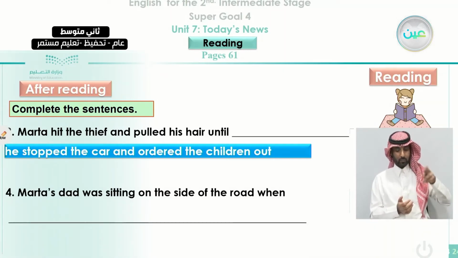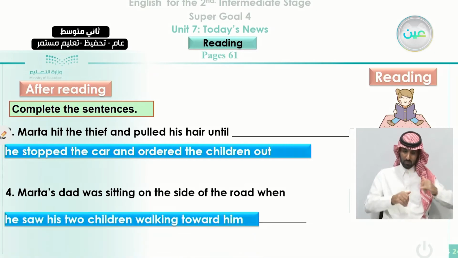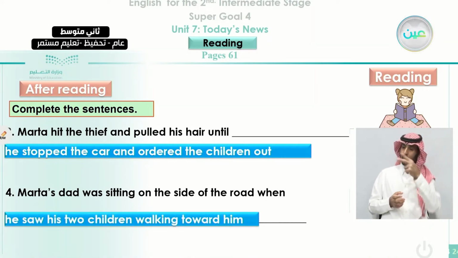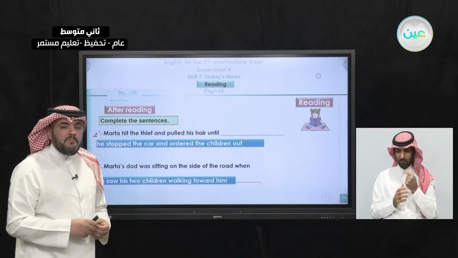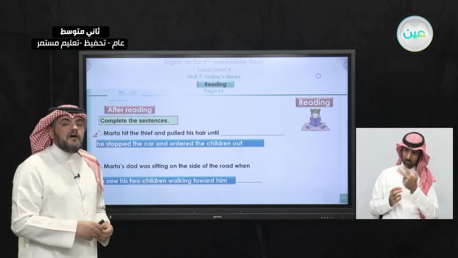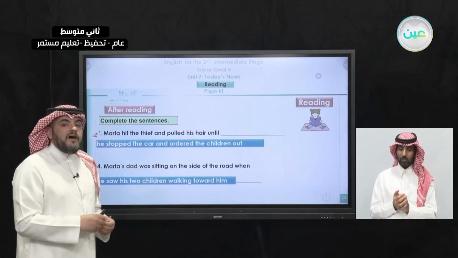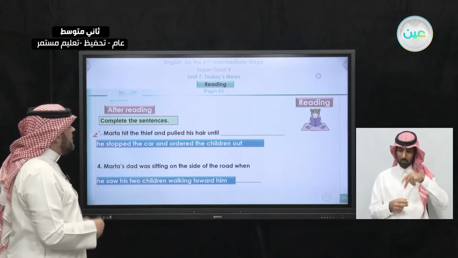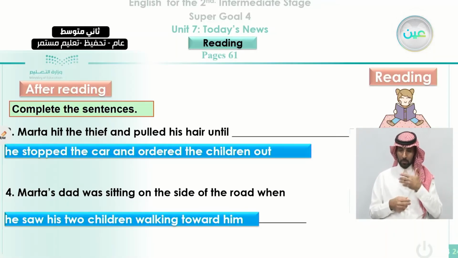Marta's dad was sitting on the side of the road. What happened next? He saw his two children walking toward him. When he was sitting after he had been defeated or overpowered by the carjacker, and when Marta could manage to fight the carjacker and came back with her little brother, the father was happy to see the children walking toward him.